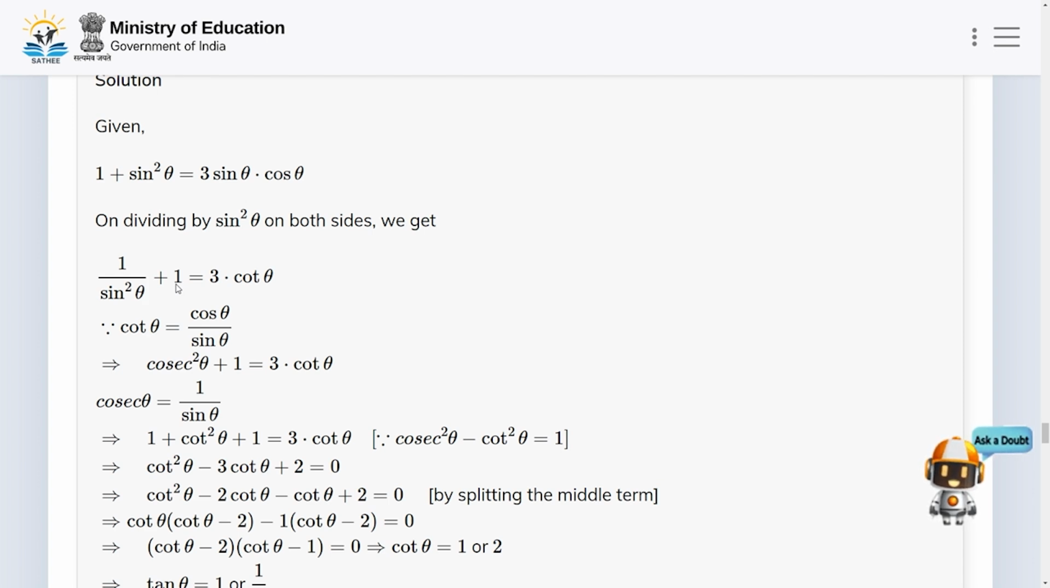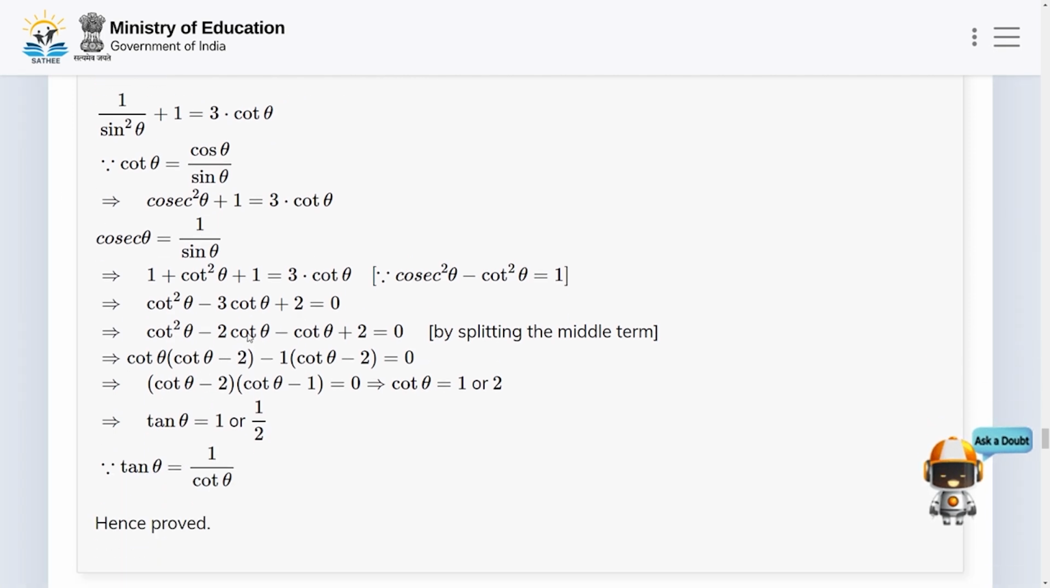And we know cosec theta is equal to 1 by sin theta. So it implies 1 plus cot square theta plus 1 is equal to 3 cot theta, since we have cosec square theta minus cot square theta is equal to 1. Okay. So it implies cot square theta minus 3 cot theta plus 2 is equal to 0.